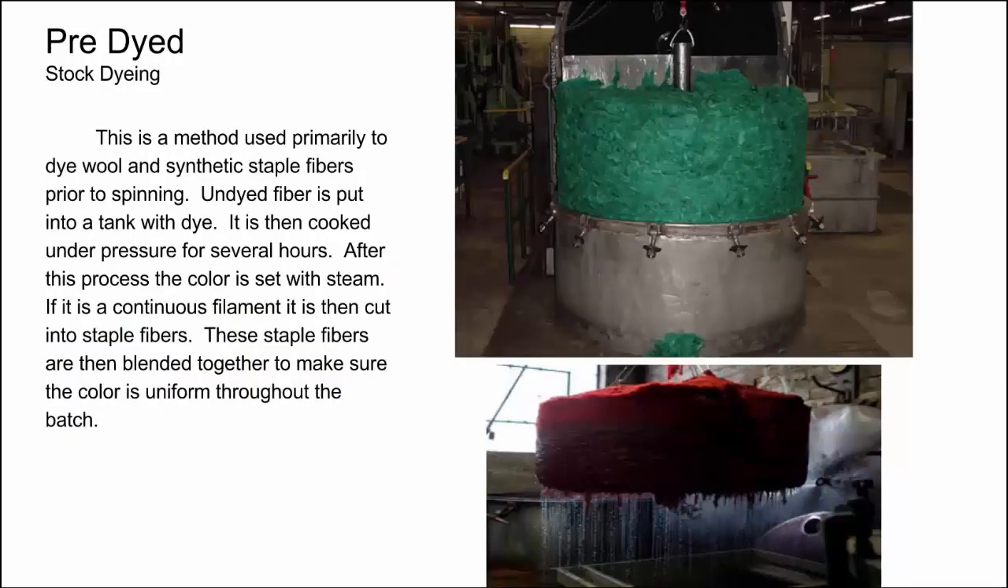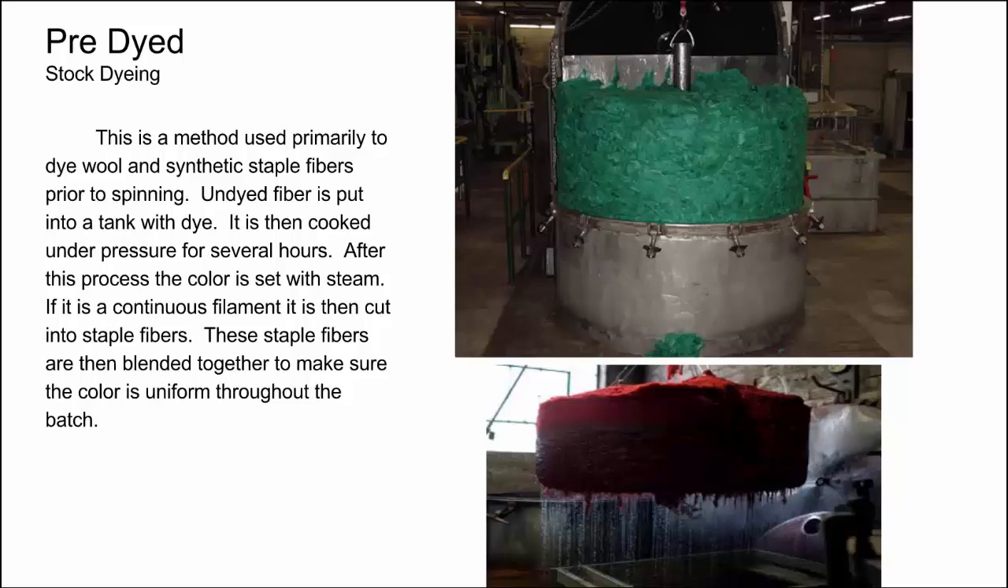Next, we have stock dyeing. This method is primarily used to dye wool and synthetic staple fibers. If you remember, the staple fibers are small fibers 6 to 8 inches long. Using this method, these fibers are put into this vat prior to spinning. It's then cooked under pressure for several hours. Then after it's removed from this tank, it's then sent through a steam chamber to set the dye. If this dye is employed to dye a continuous filament after this process is performed, it's typically going to be cut afterwards and made into the staple fibers.